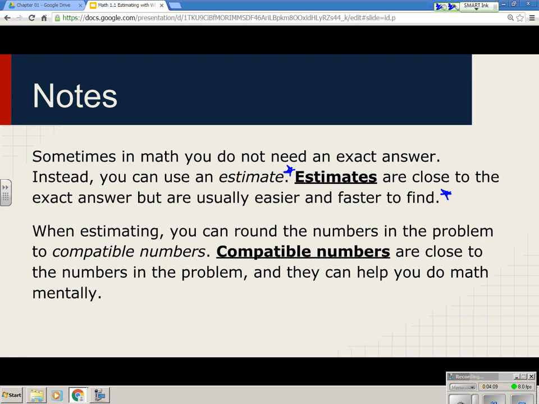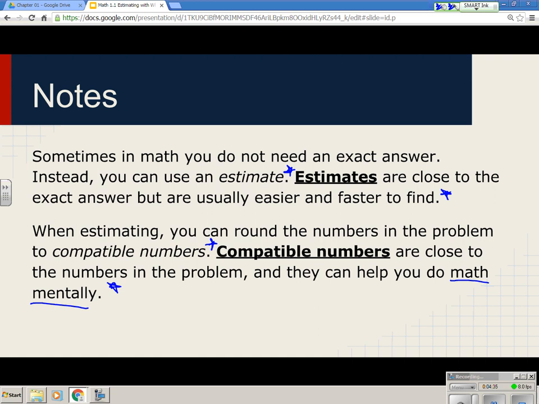And what compatible numbers are, see me starring these things? Compatible numbers are close to the numbers in the problem. Okay? They help you do mental math, or do math mentally. And what we mean by math mentally is being able to do quick numbers in your head so you don't have to stop, grab a piece of paper, try to figure things out. If you can do it in your head real quick and easy, it makes math a lot easier.